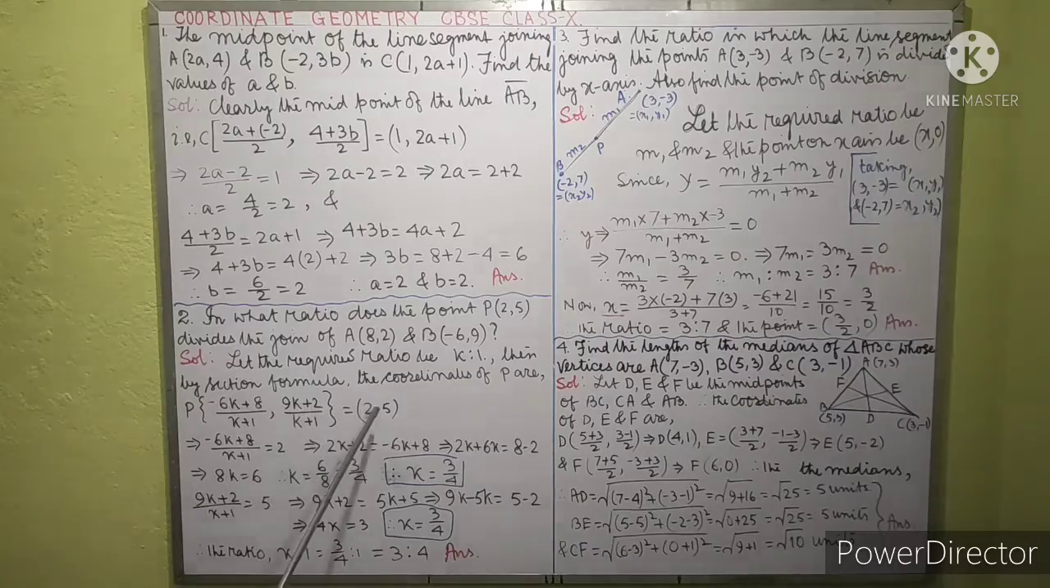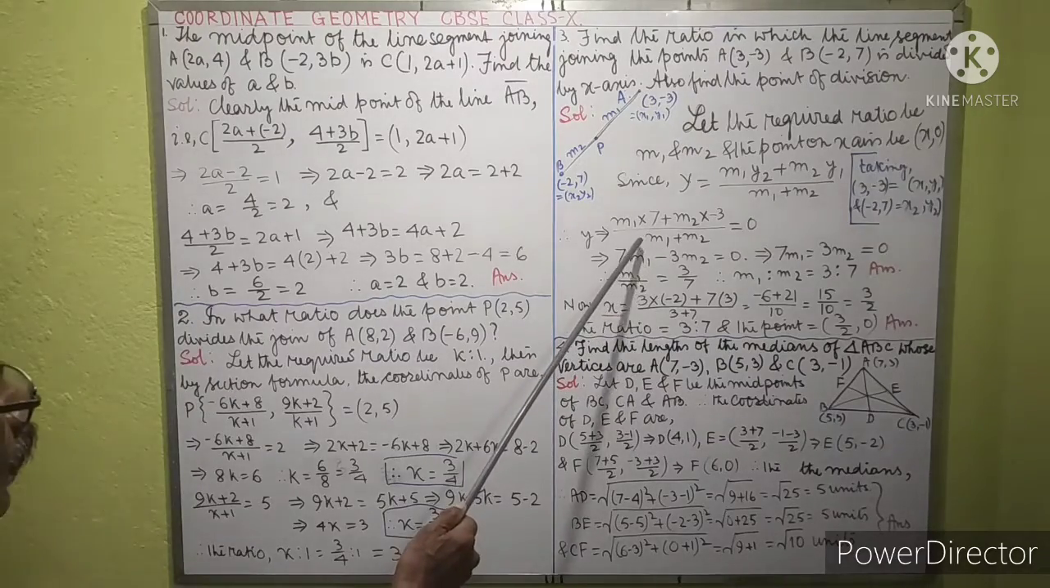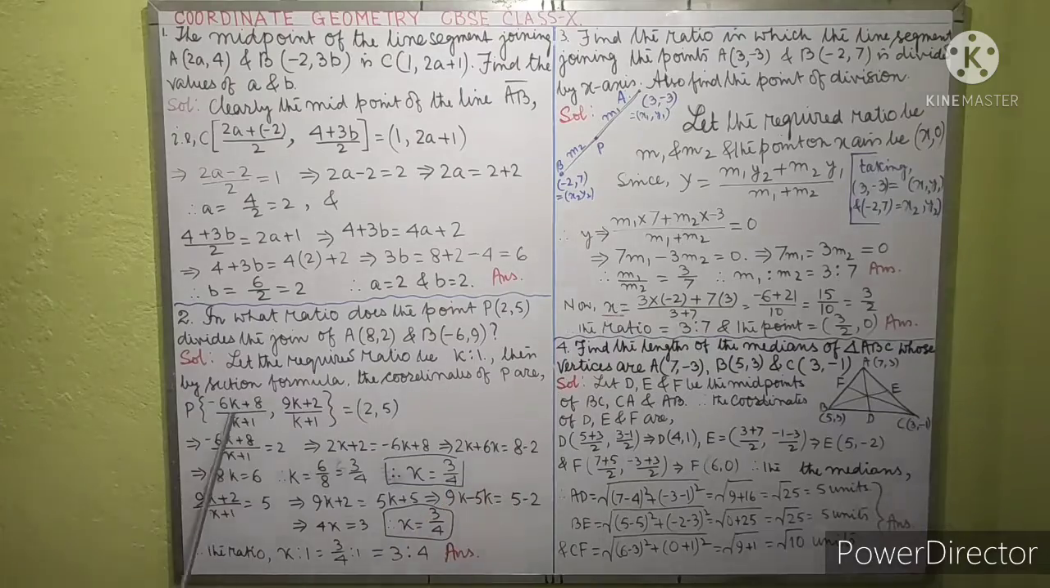By the section formula, the coordinates of P are (2, 5). According to the formula, x equals (m1 x2 plus m2 x1) by (m1 plus m2), and y equals (m1 y2 plus m2 y1) by (m1 plus m2). This equals (2, 5), so this equals 2 and this equals 5.